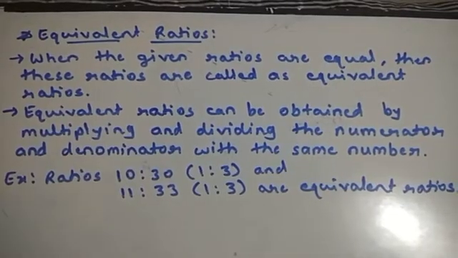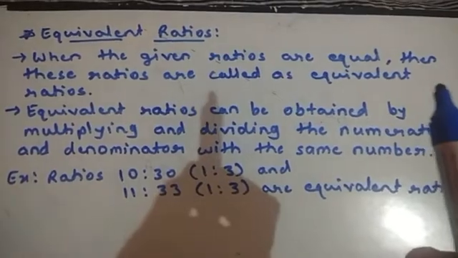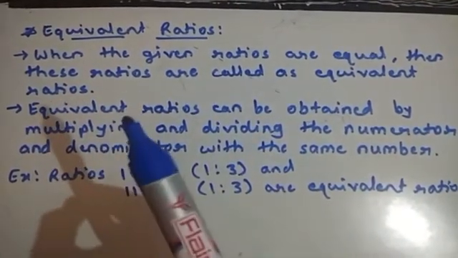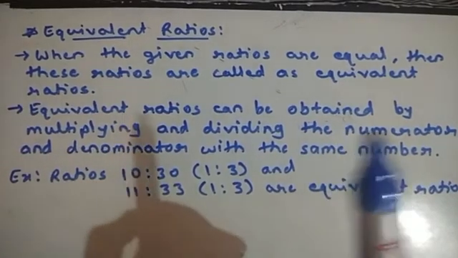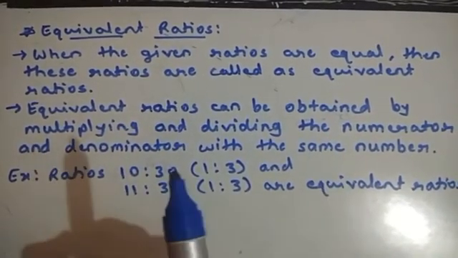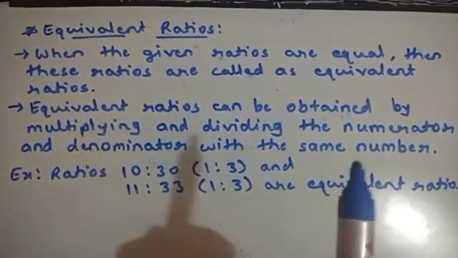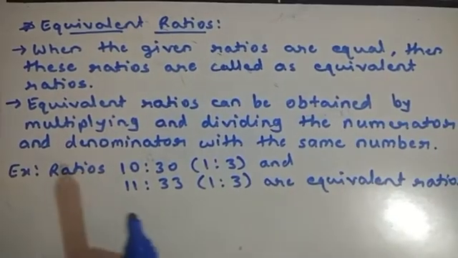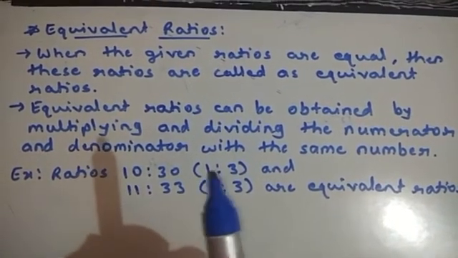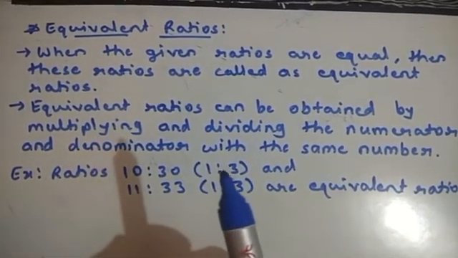Now next part is equivalent ratios. Here, when the given ratios are equal, then these ratios are called equivalent ratios. Equivalent ratios can be obtained by multiplying and dividing the numerator and denominator with the same number. Same like fractions, only we can get equivalent ratios, like equivalent fractions. For example, ratios 10:30 means what? 1:3. When we reduce this 10:30 to its lowest term, it will become 1:3.